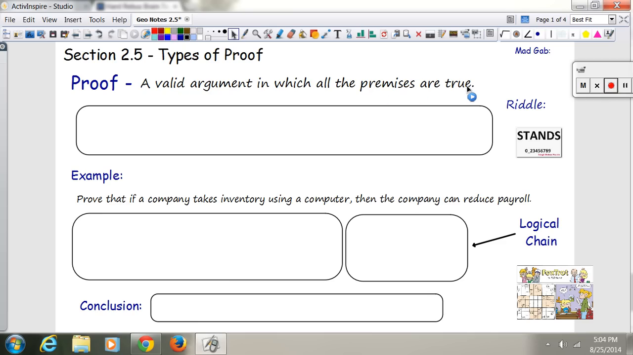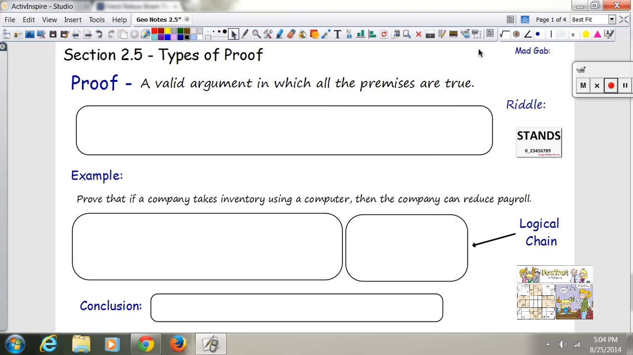We've been talking about converses, inverses, contrapositives, conditional statements. So we've been talking about a lot of statements that could be true or not true. A proof is based on all true statements. Only way you can prove something is by using true statements. You can't prove it if it's false.